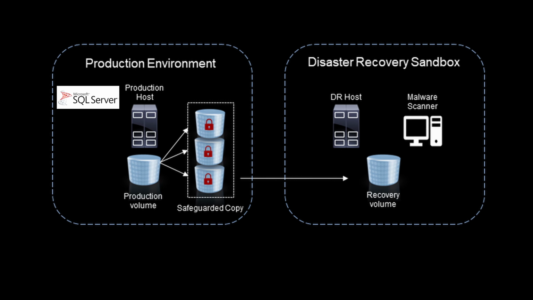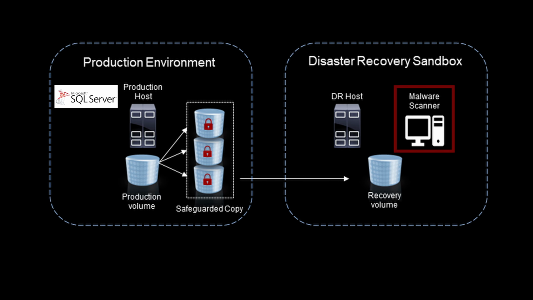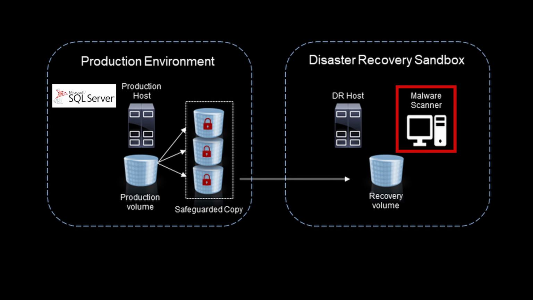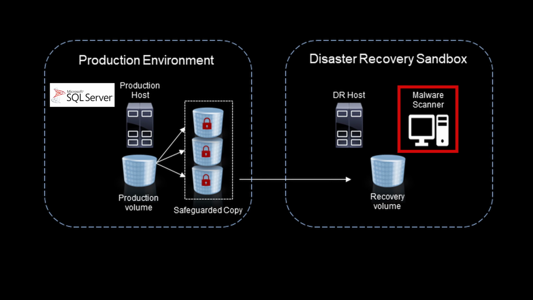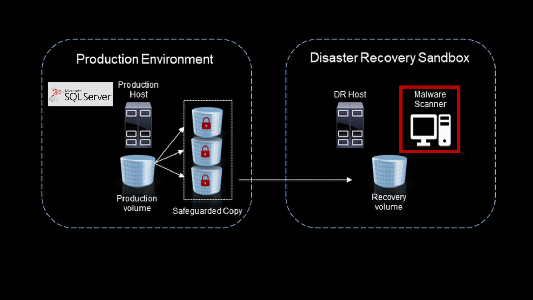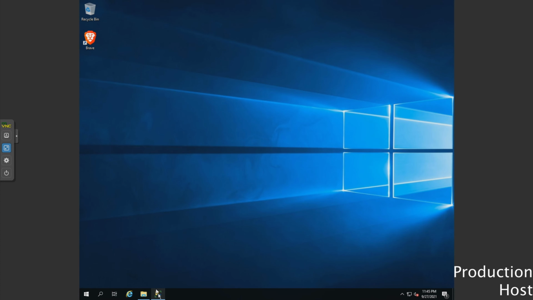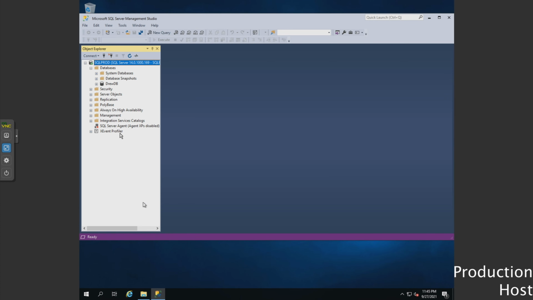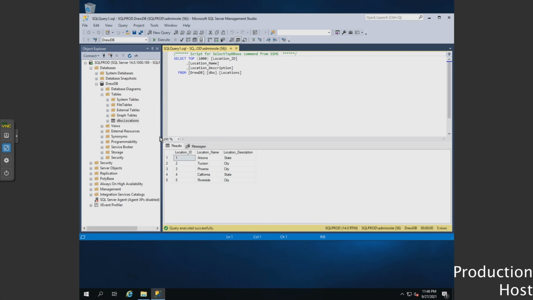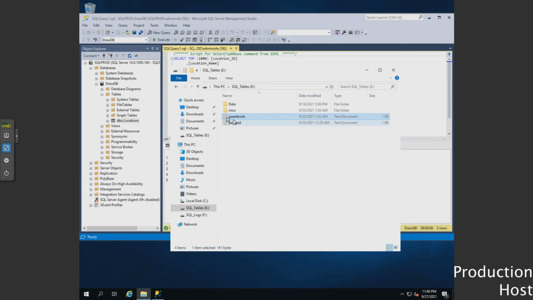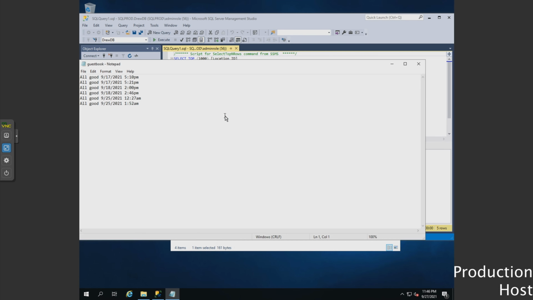In addition to the disaster recovery host, I do have a Linux server that mounts the volumes as read-only to perform background malware scan during every DR test. My production host has a database called DrewDB, which contains a handful of rows listing cities and states. In addition, we have a guest book in which we will infect with the highly dangerous EICAR test virus.